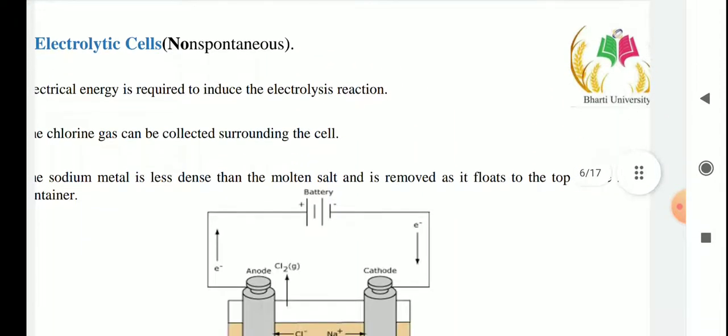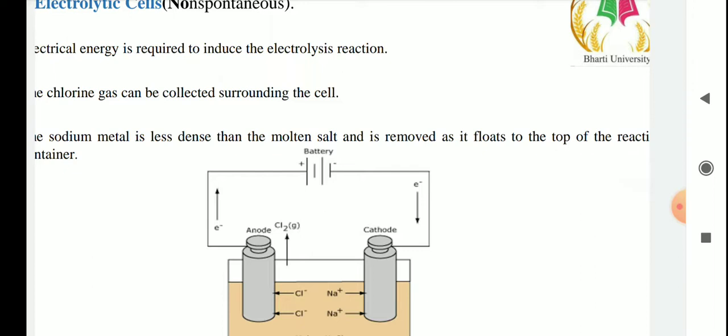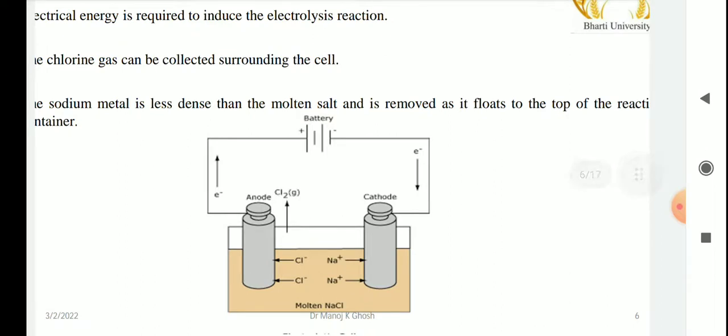So come to the second point. What is an electrolytic cell or non-spontaneous reaction? Electrical energy is required to induce the electrolysis reaction. Suppose you take a gas like chlorine gas, it is collected surrounding the cell.